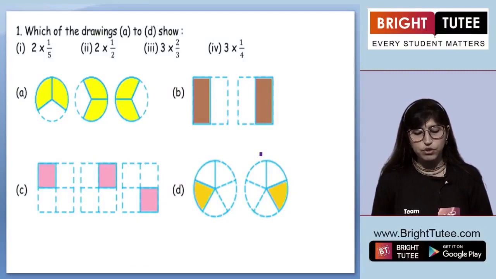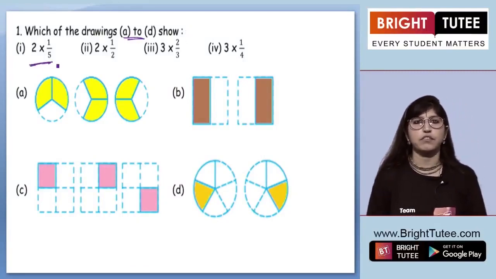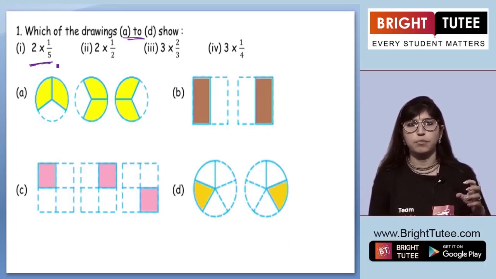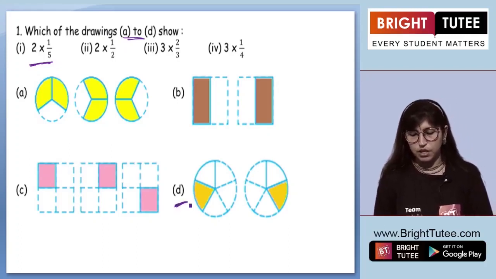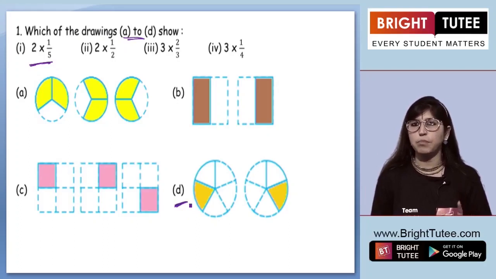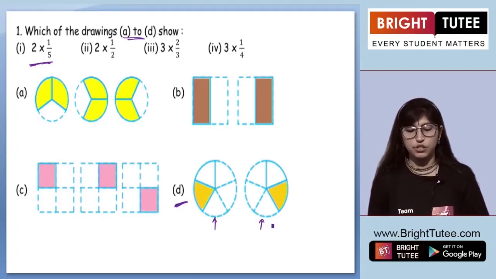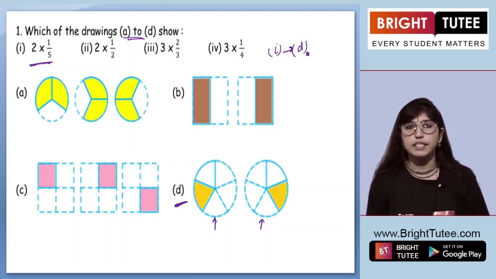It says, which of the drawings A to D show 2 times 1 by 5. So we'll be checking A, B, C and D and we'll see if we can see anything related to 1 by 5. So a picture which has 5 parts and 1 is shaded out of it. We can say D is something which has 5 parts and 1 part is shaded, and we have 2 such figures with us. So we can say that the first part is for part D.